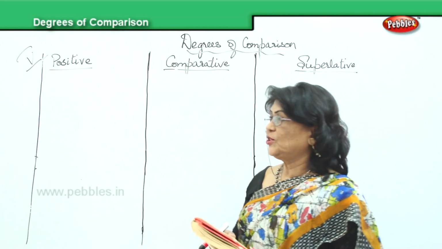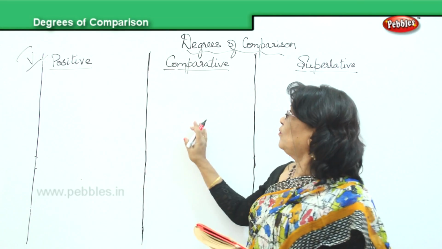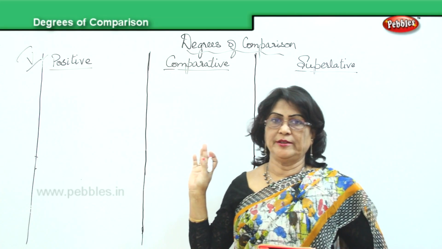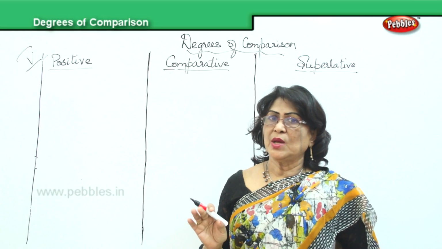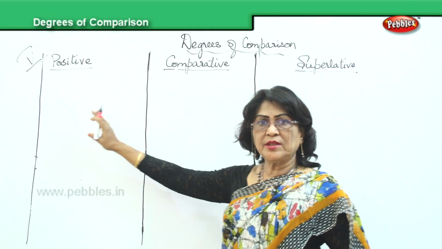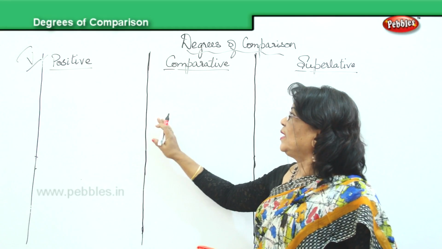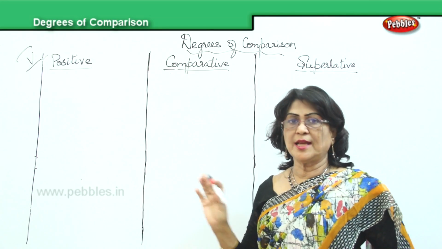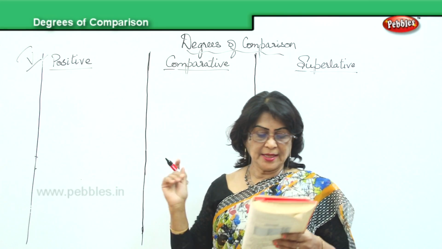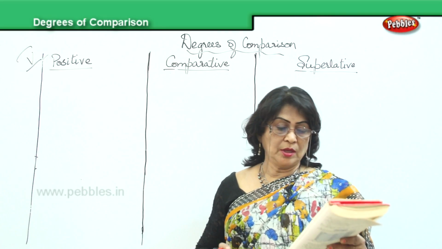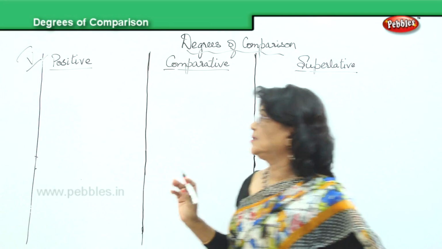These adjectives take more for comparative and most for superlative. The following words will take more for the comparative, here we have more and the adjective, and for the superlative, here we have most and the adjective. And these are the words, that is, adjectives of more than 2 syllables.